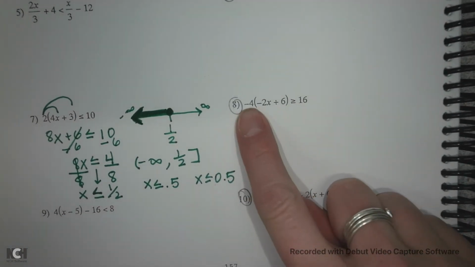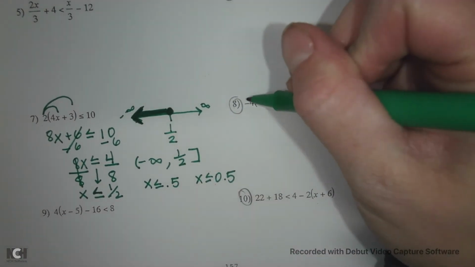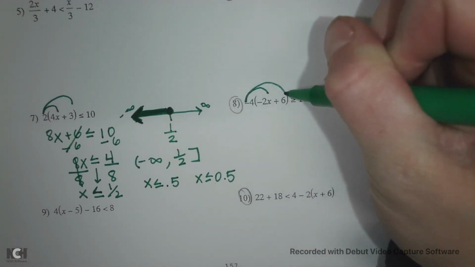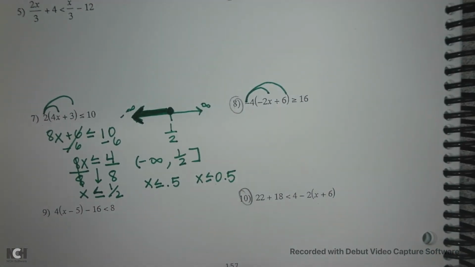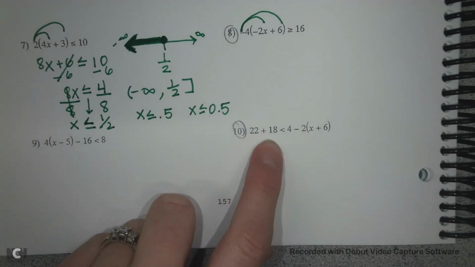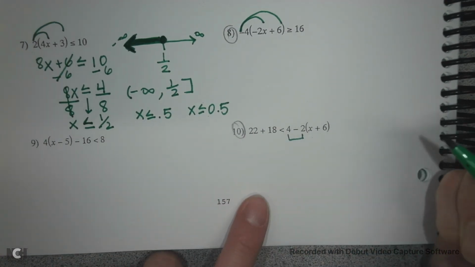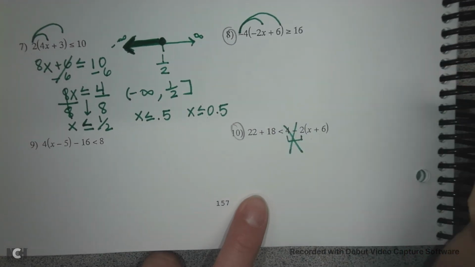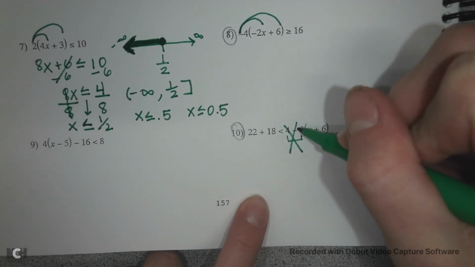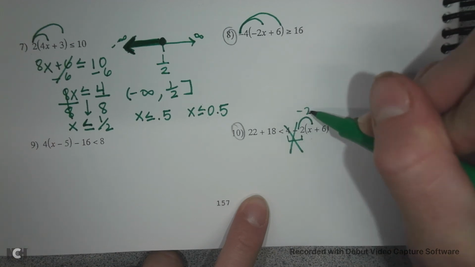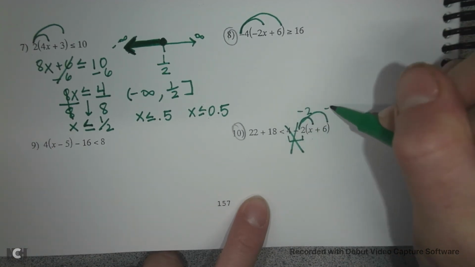Number 8, be really careful. You have to distribute this cute little negative here and here. So be very careful about your signs. And then on number 10, remember, do not combine the 4 and the 2 first. Do not combine those. The first thing you should do is distribute this -2 to the x and the -2 to the 6.